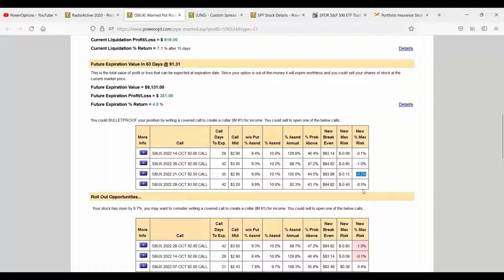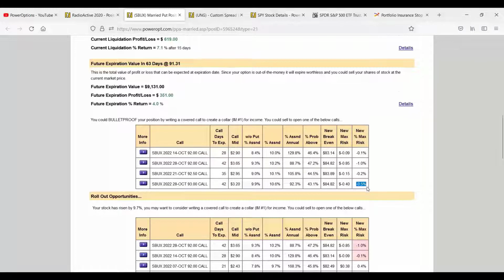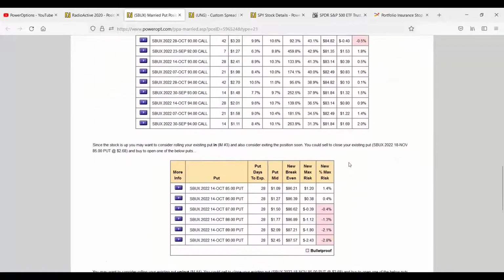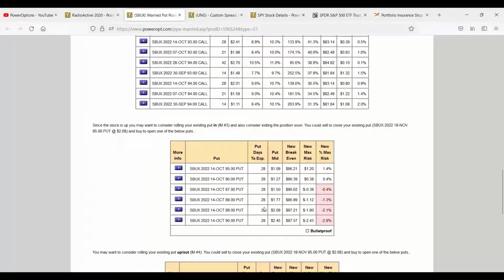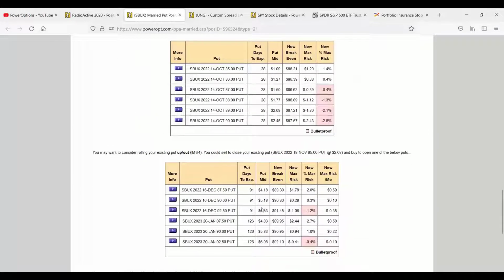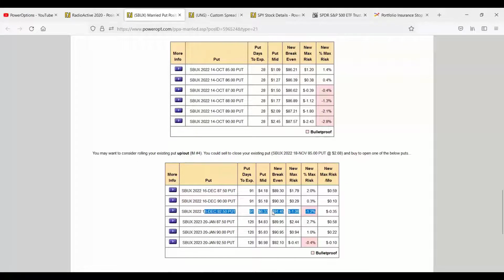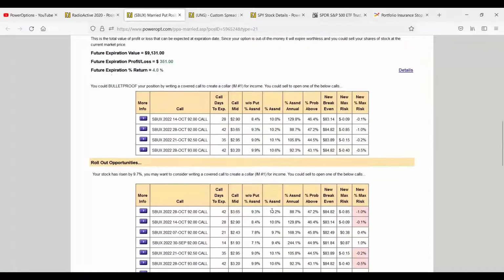The 92.5 call and the 0.5. And here's some more calls that are available. Income method number one, we could roll the put in, but I wouldn't do that at this time necessarily. And income method number four, we could roll the put further out in time and up in price and have a bulletproof status on this position. This is where you see the rollout opportunities.